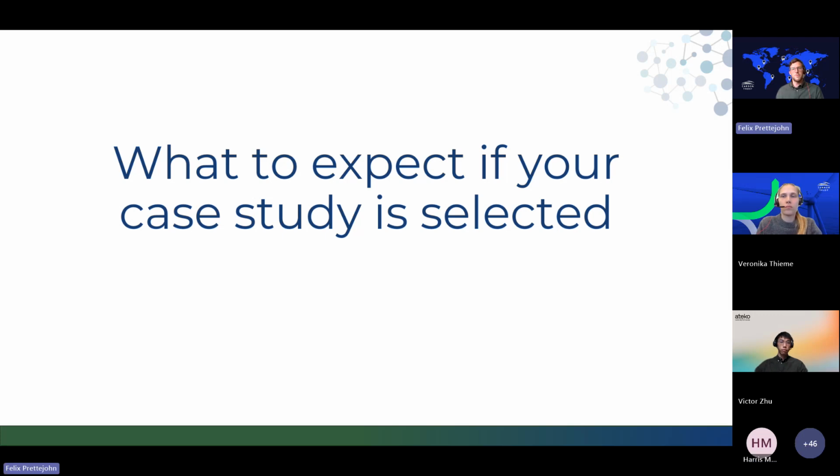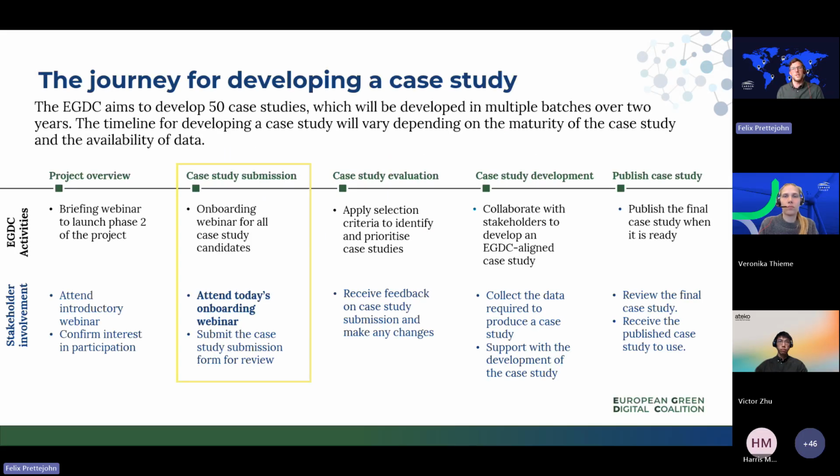Excellent. Okay. So for the development, if we're taking on a case study, this is the overall development, and where we are now is the submission stage, and we'll go through an evaluation, a case study development, and then publication of the case studies. So this is just an overview slide. I'll go more over them in following slides.